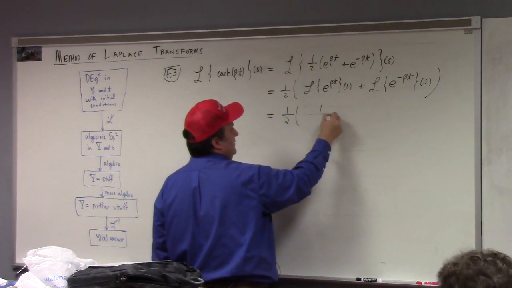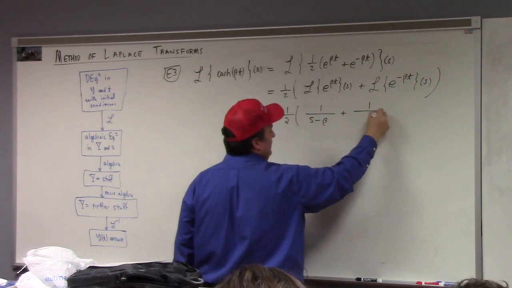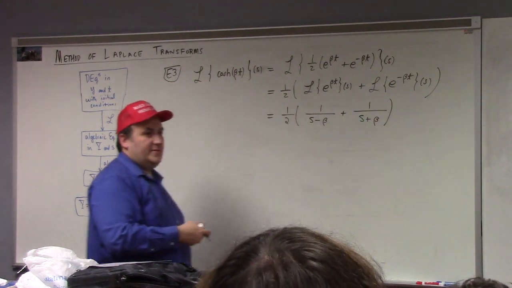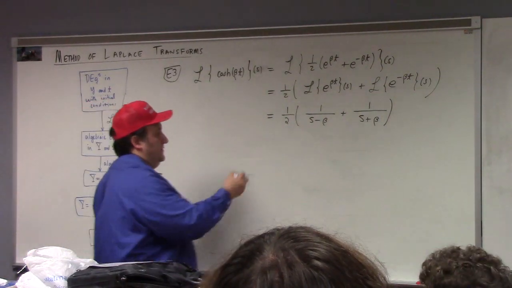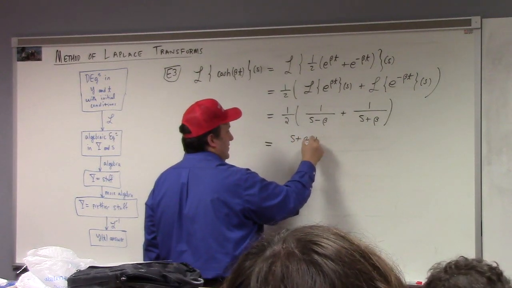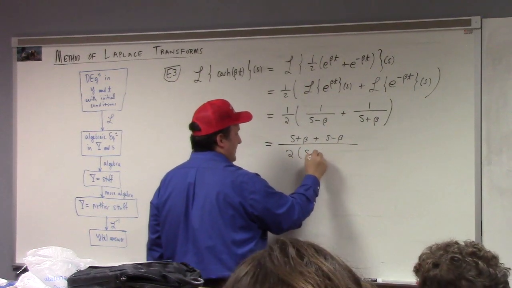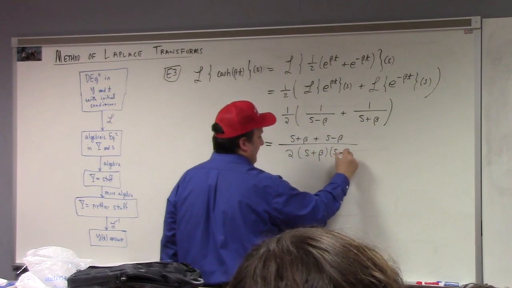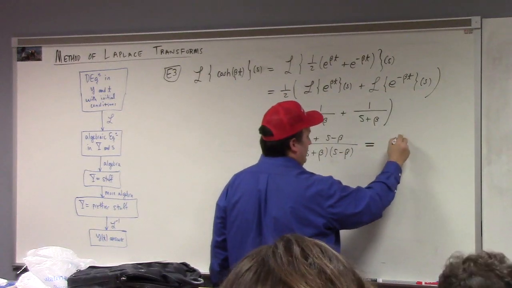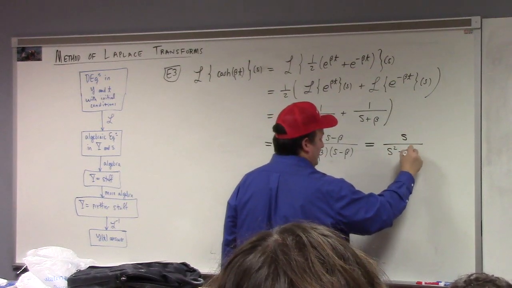Well, we get 1 over s minus beta plus 1 over s plus beta. I think it's instructive to make a common denominator, right? What do you get here? You get s plus beta plus s minus beta, divided by s plus beta times s minus beta, right? Let's clean that up. There's a 2 that's canceling. The beta cancels. What are we left with? We're left with s divided by s squared minus beta squared.